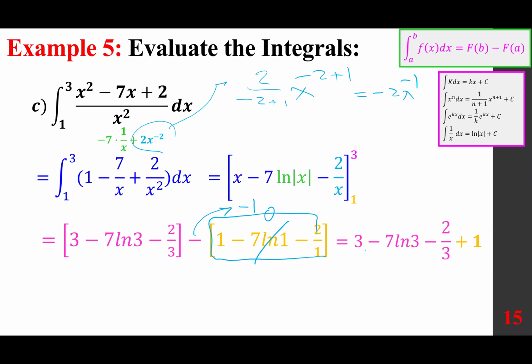So we are going to combine these 3 numbers. So this becomes 9 minus 2 plus 3. We are just taking a common denominator. 10/3 and minus 7 ln 3.